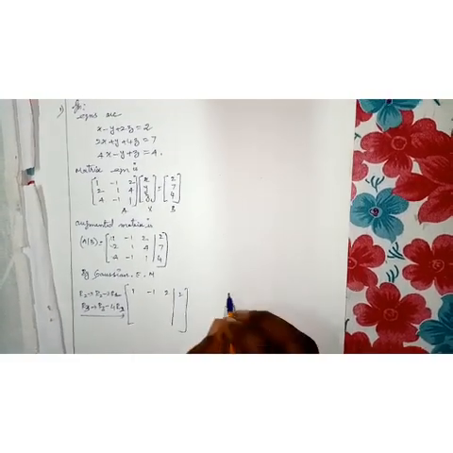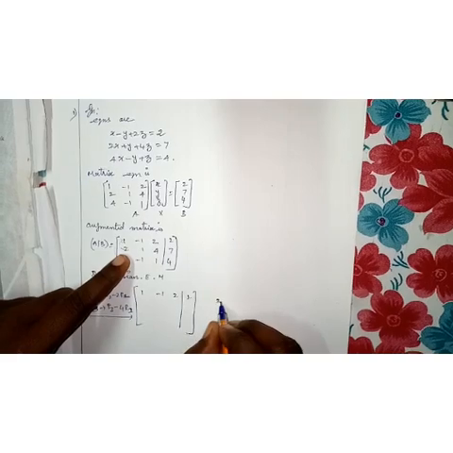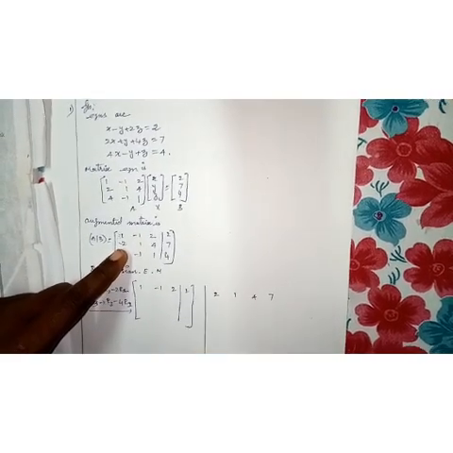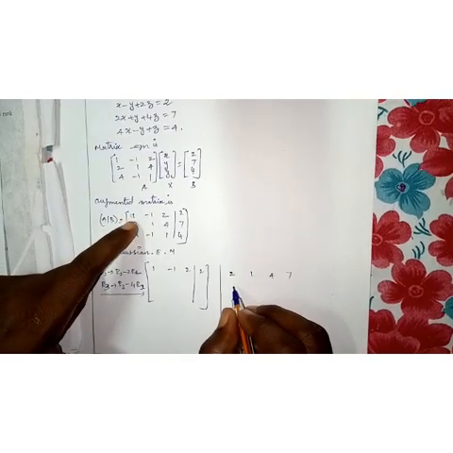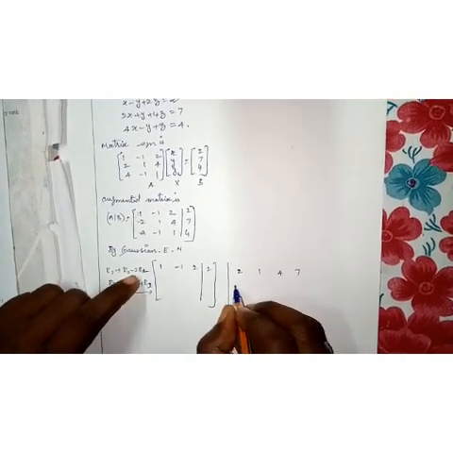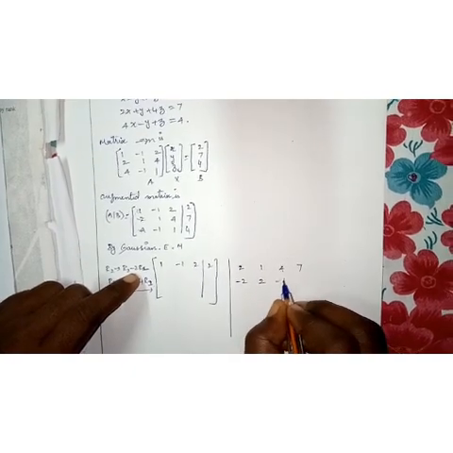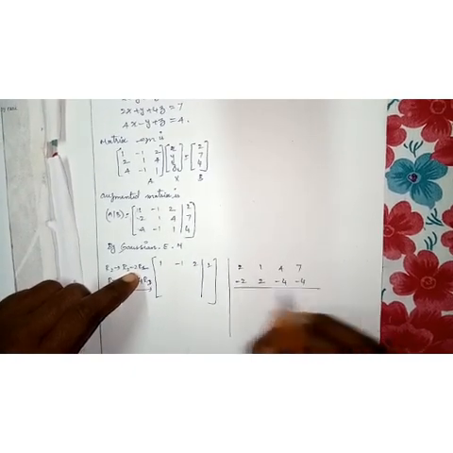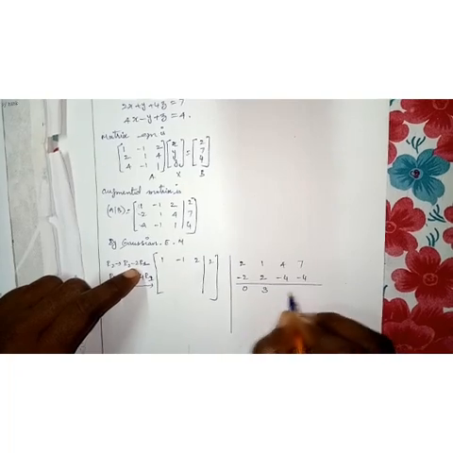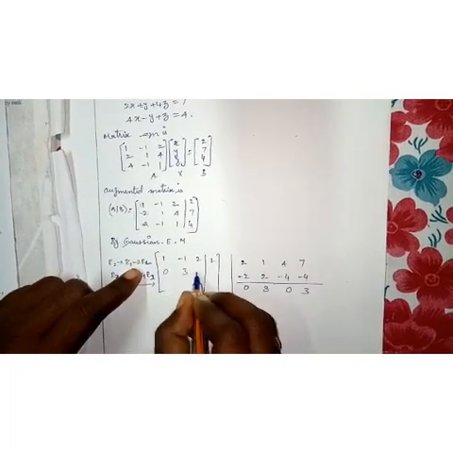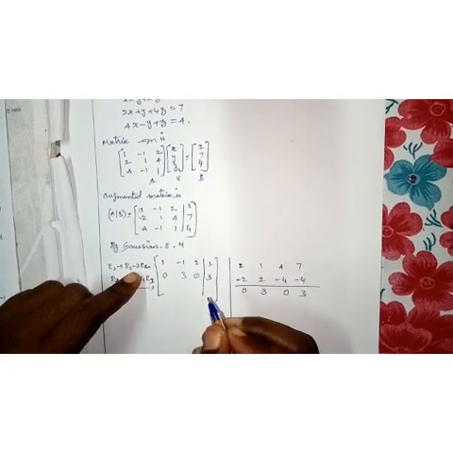Okay, then take this R2: 2 1 4 7. Then multiply by 2 in the first row: minus 2, plus 2, minus 4, minus 4. The answer is 0 3 0 3. This is the second row.